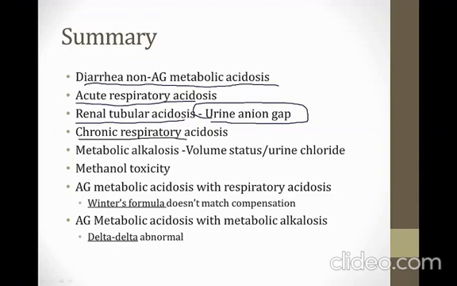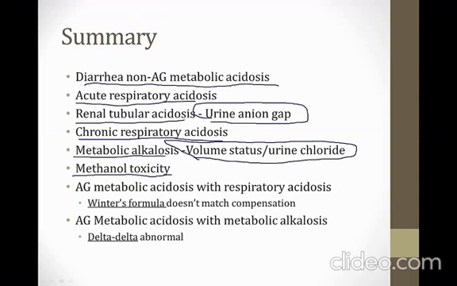We saw chronic respiratory acidosis in a COPD, a very classic clinical scenario where COPDers retain carbon dioxide and walk around with a very high level of bicarb from renal compensation. We saw metabolic alkalosis of unknown cause, and we've reminded everyone that you want to know the volume status and the urinary chloride in those situations to determine the etiology. We saw methanol toxicity, which remember gives you an anion gap metabolic acidosis with vision problems.